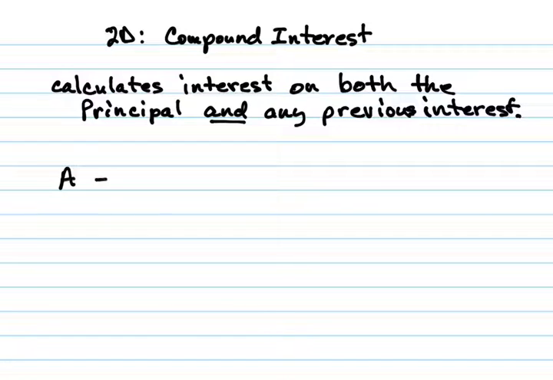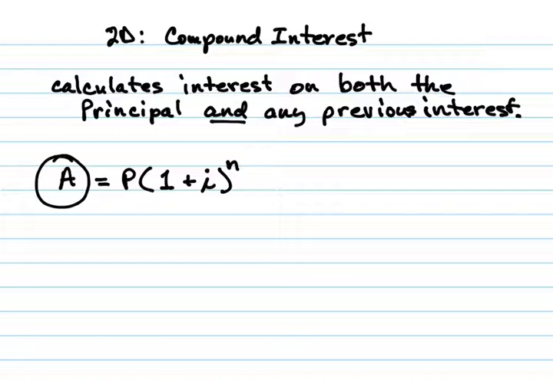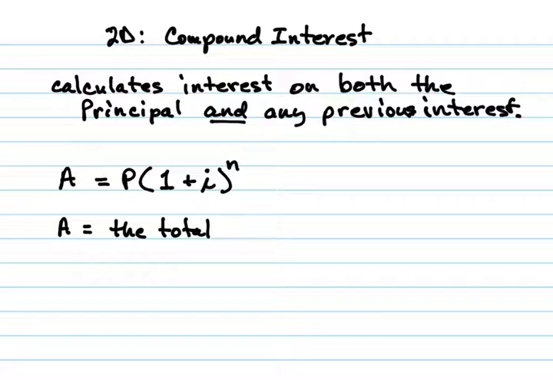We have A equals P times 1 plus i raised to the nth power. Now, you've seen i before. i simply means the rate as a decimal, and the P, etc. This time what you're going to notice, though, is that it's not giving you the amount of interest. Capital A always stands for the total amount or the total value of the deposit or how much you borrowed. So remember that A is the total amount. So that means interest plus principal, right?